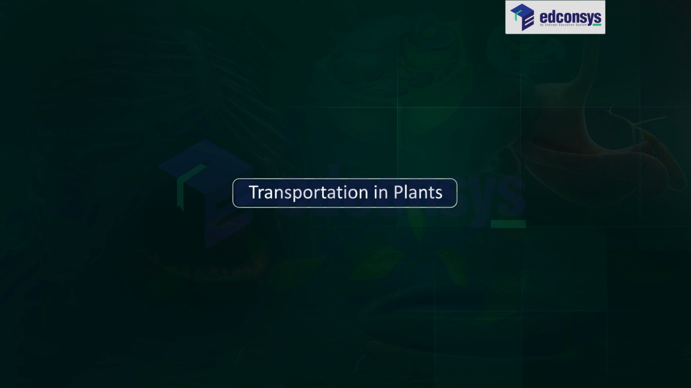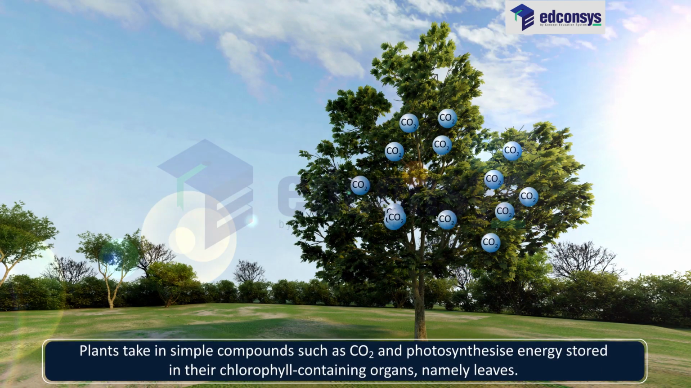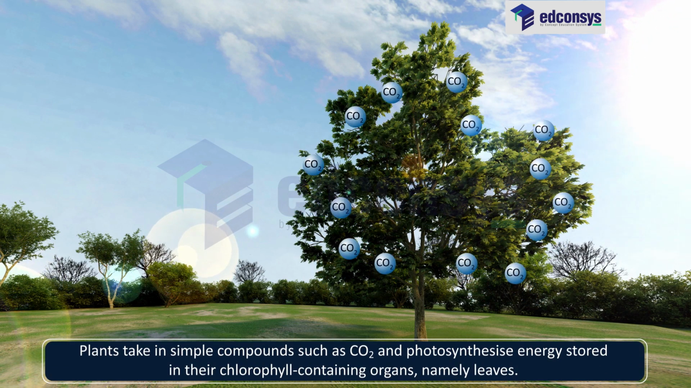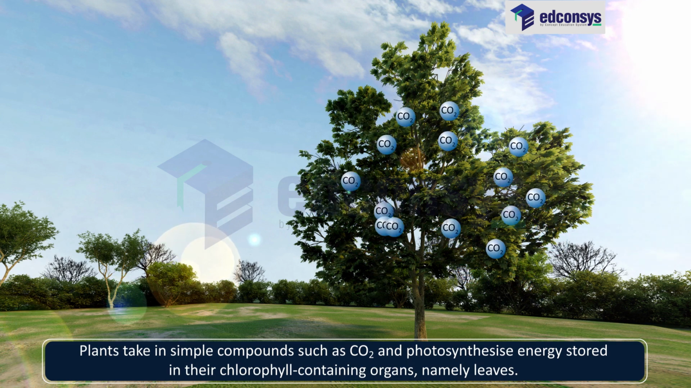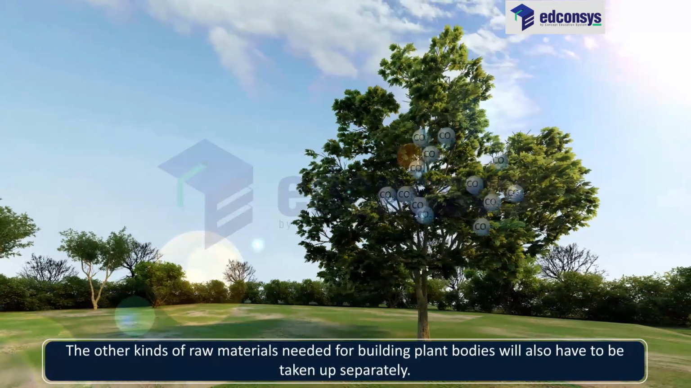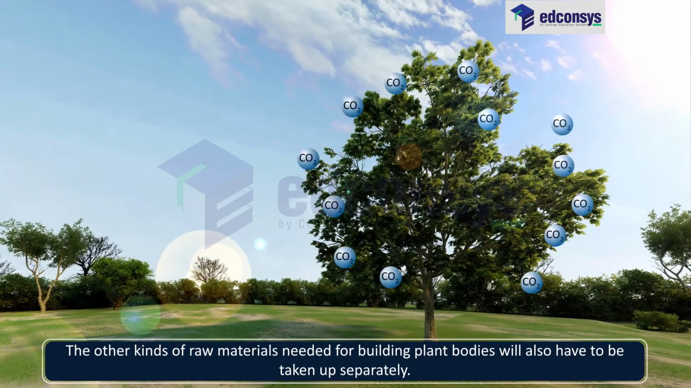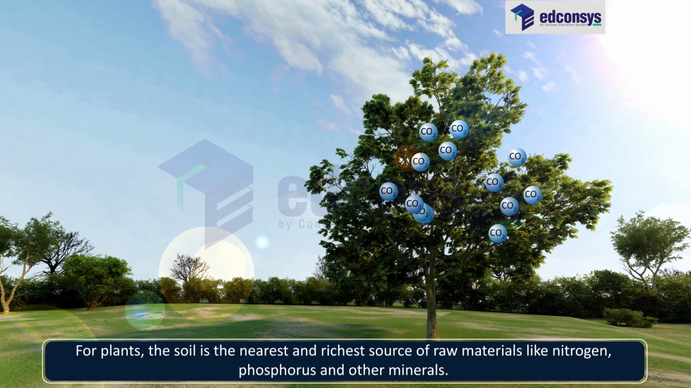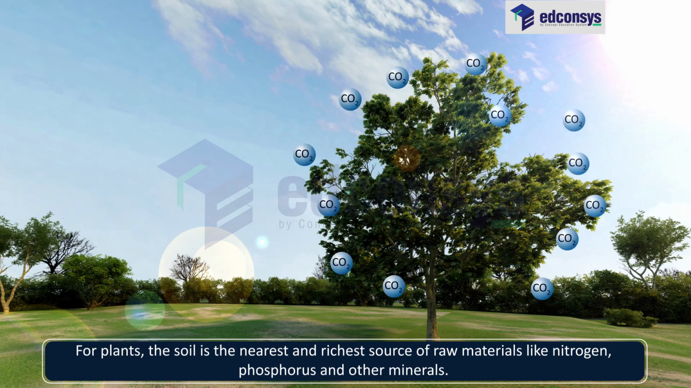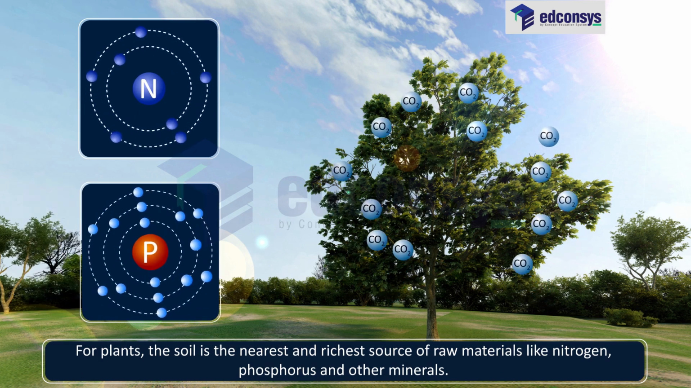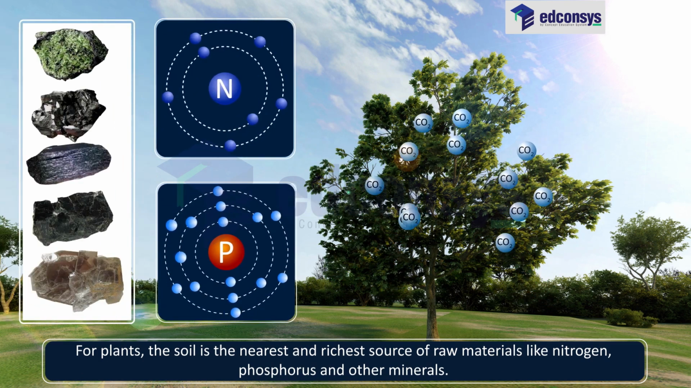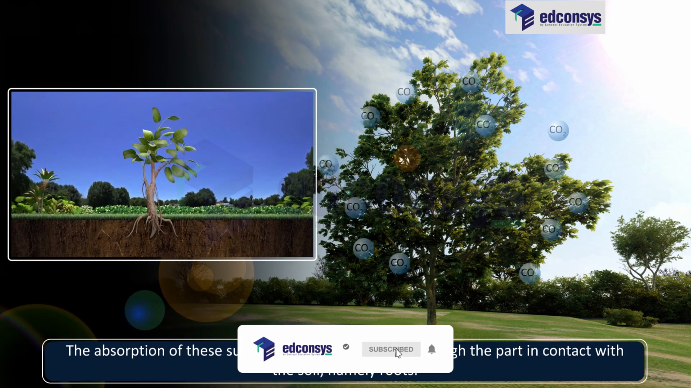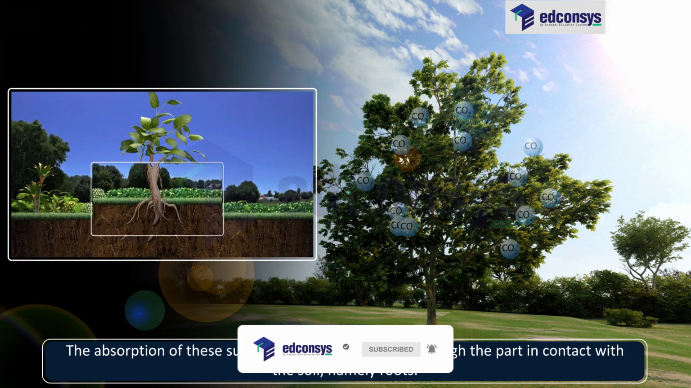Transportation in plants. Plants take in simple compounds such as CO2 and photosynthesize energy stored in their chlorophyll-containing organs, namely leaves. The other kinds of raw materials needed for building plant bodies will also have to be taken up separately. For plants, the soil is the nearest and richest source of raw materials like nitrogen, phosphorus, and other minerals. The absorption of these substances therefore occurs through the part in contact with the soil, namely roots.